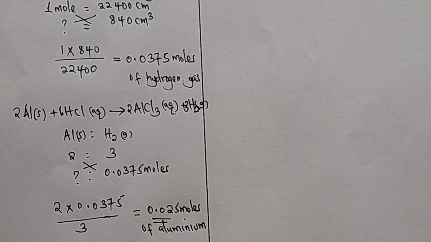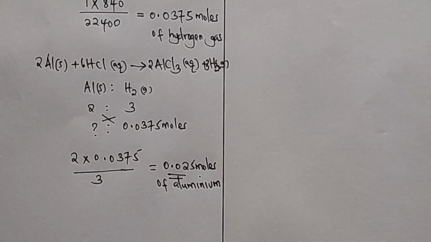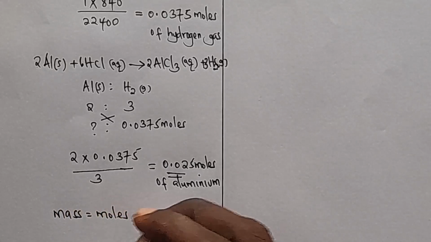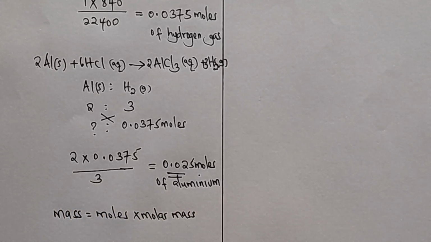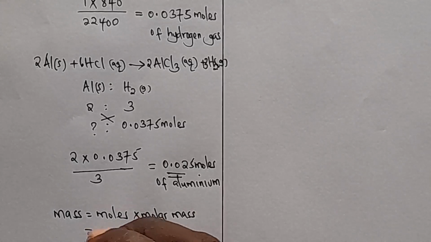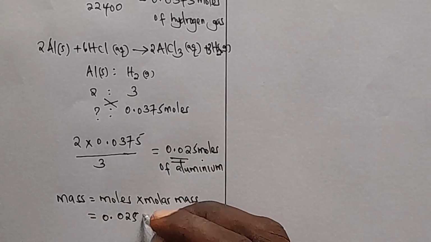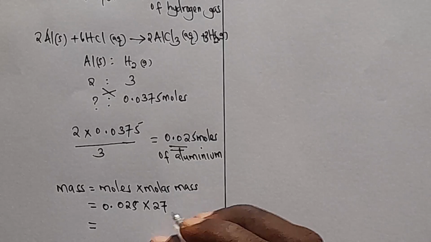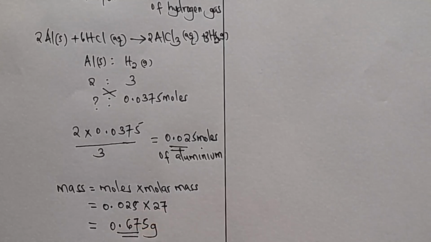Okay, we have gotten the number of moles of aluminum. Thereafter, we are supposed to look for the mass of aluminum. How are we going to get mass? The formula for calculating mass will be moles times molar mass, or we can say moles times RM, because we are dealing with aluminum, which is an element. So in our case, the moles is 0.025 multiplied by 27, which is the molar mass of aluminum, there we are going to get 0.675 grams as the mass of aluminum.